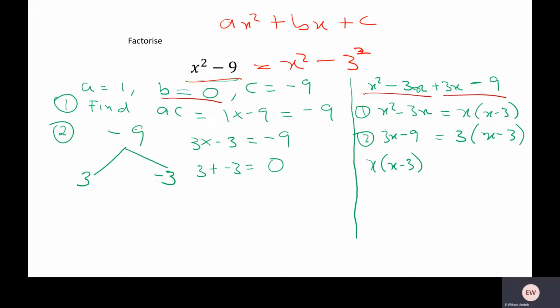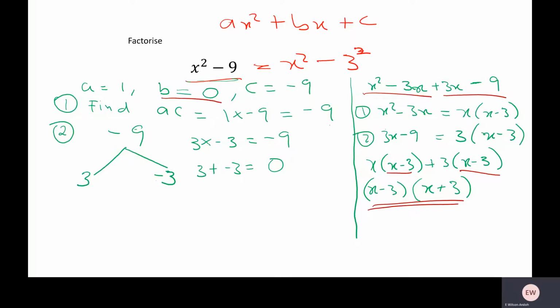And then instead of 3x minus 9, we'll write it as plus 3x minus 3. So now we have x minus 3 being common to both terms. So we are going to bring x minus 3 out. So we have x minus 3. And when we take x minus 3 from the first term, we'll be left with x. And then x minus 3 from the second term will be left with plus 3. So this is our factorization for the expression on top.